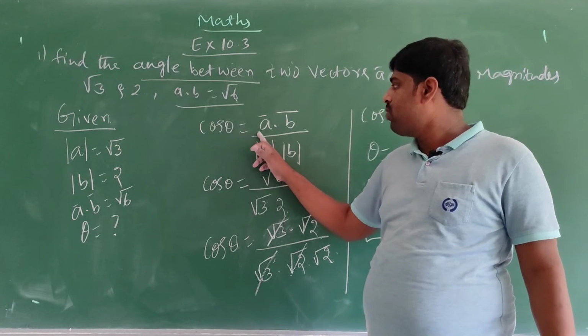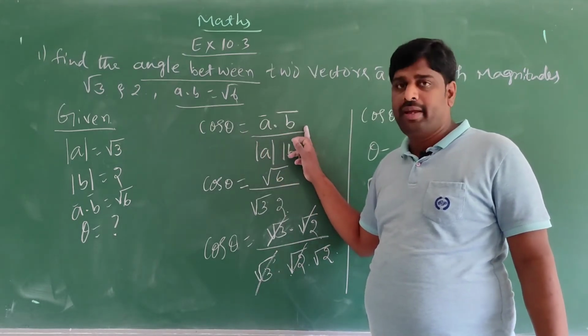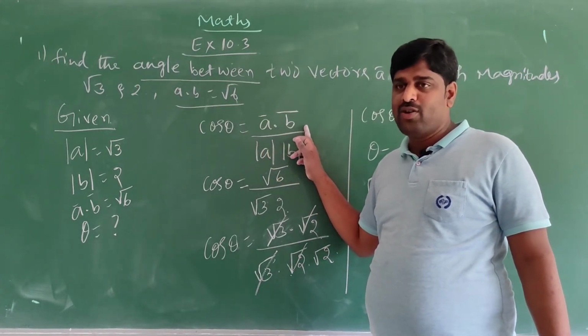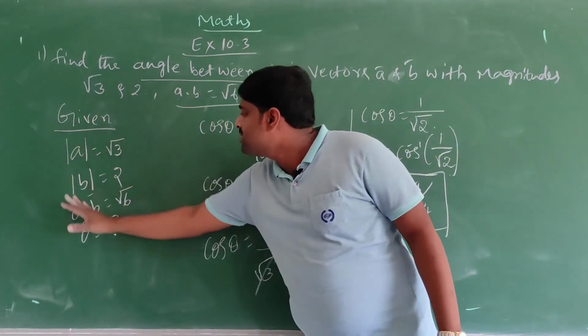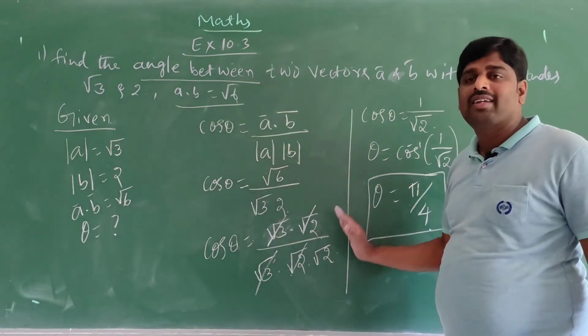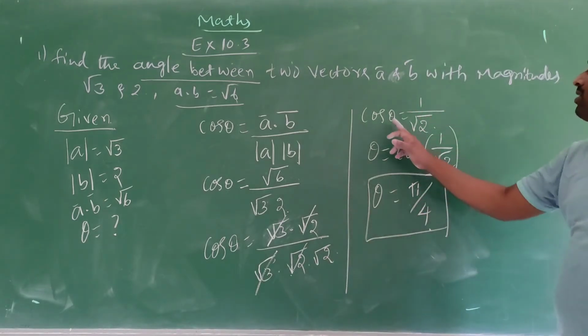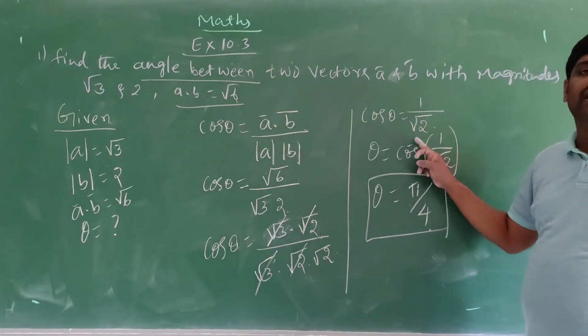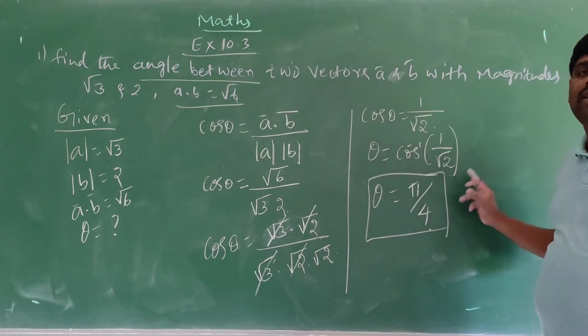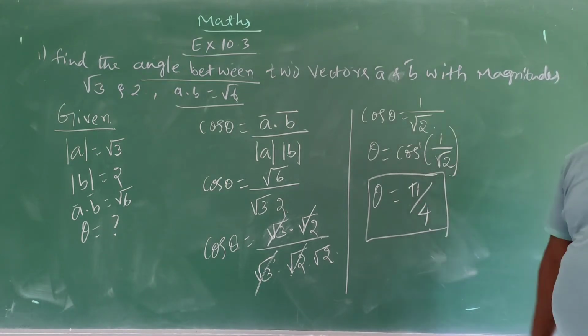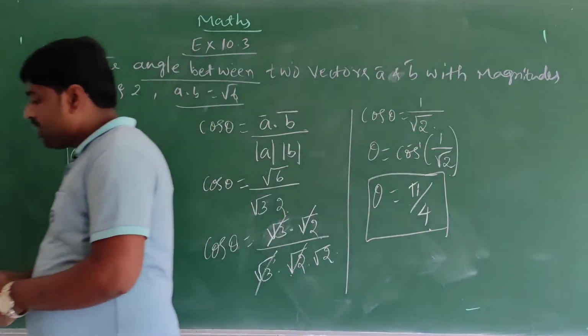Okay, what is the formula? Cos theta equal to A bar dot B bar divided by magnitude of A bar, magnitude of B bar. Substitute these values in your formula and simplify. You will get cos theta is equal to 1 by root 2. Theta is equal to cos inverse 1 by root 2. Theta equal to pi by 4. Now come to second question.